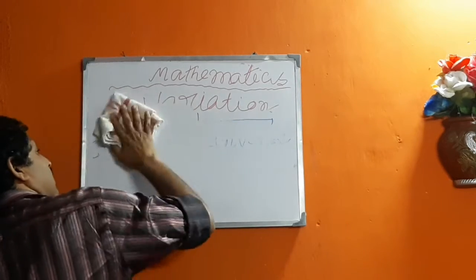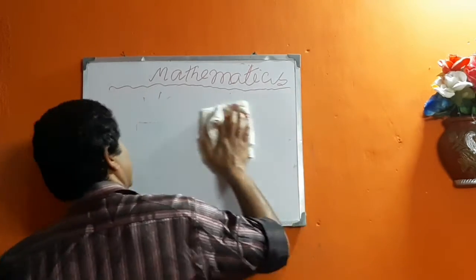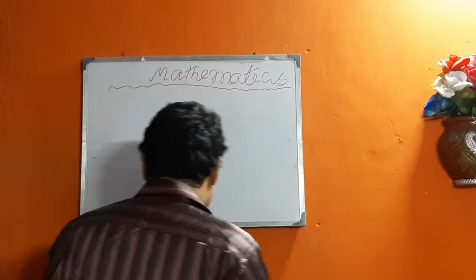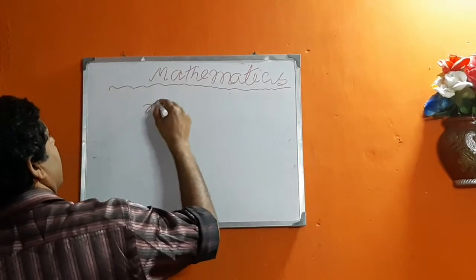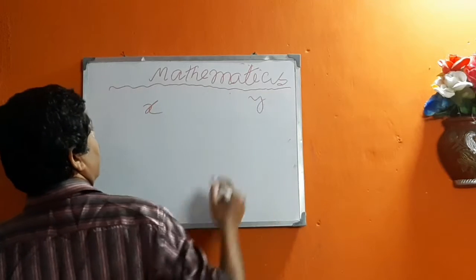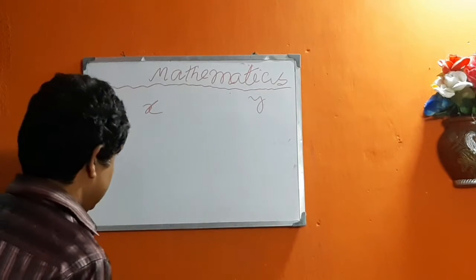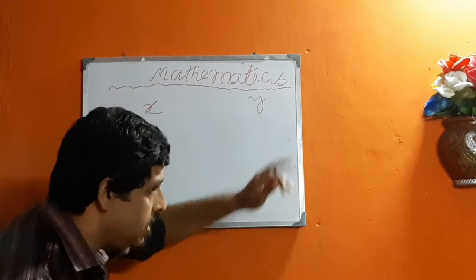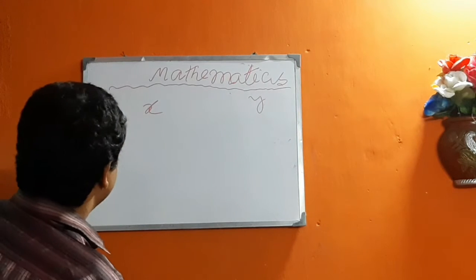Suppose there are two quantities x and y. When x increases, y also increases. When x decreases, y also decreases. This is an example of direct variation.